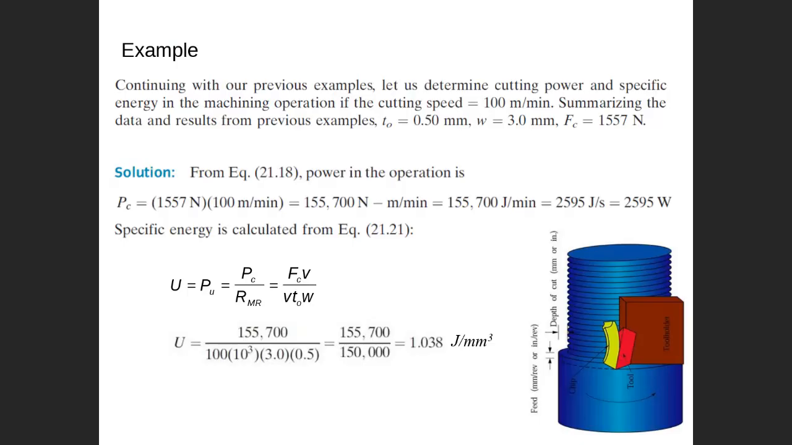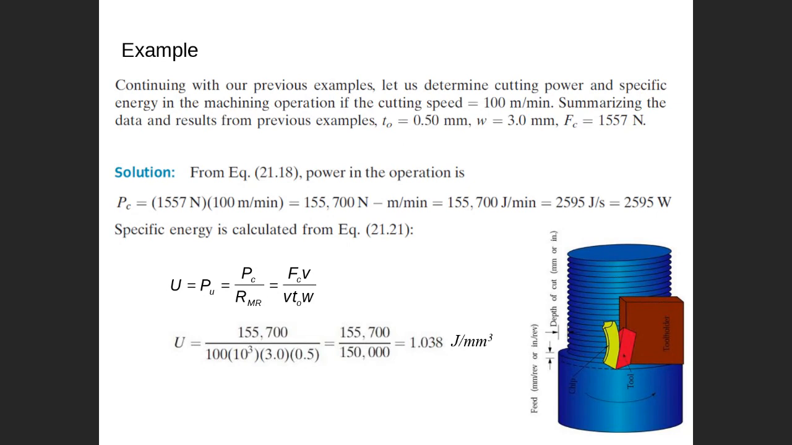Right, next is an example. Let's see the example together, continuing with the previous example. Let us determine the power and the specific energy. We need to obtain the cutting power and the specific energy U in the machining operation. Summarizing, FC is the cutting force, W is the width of cut, TO is equal to 0.5, and the cutting speed is equal to 100.